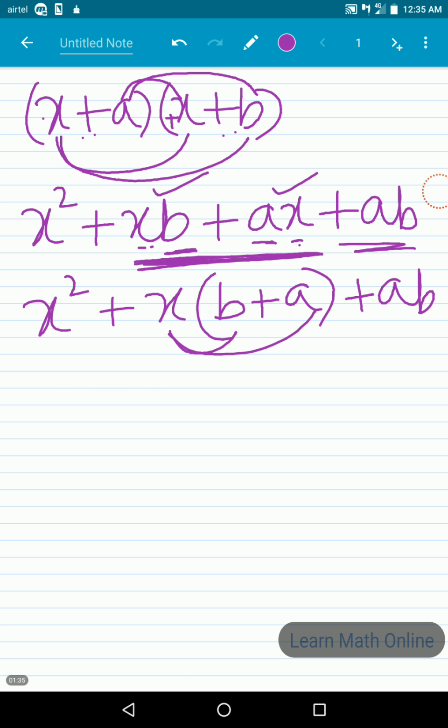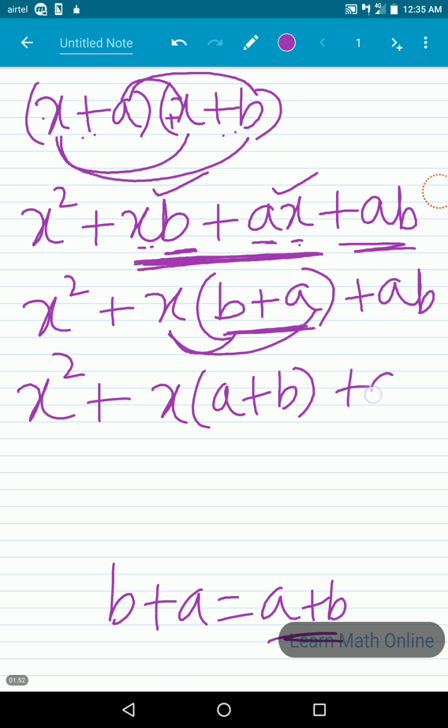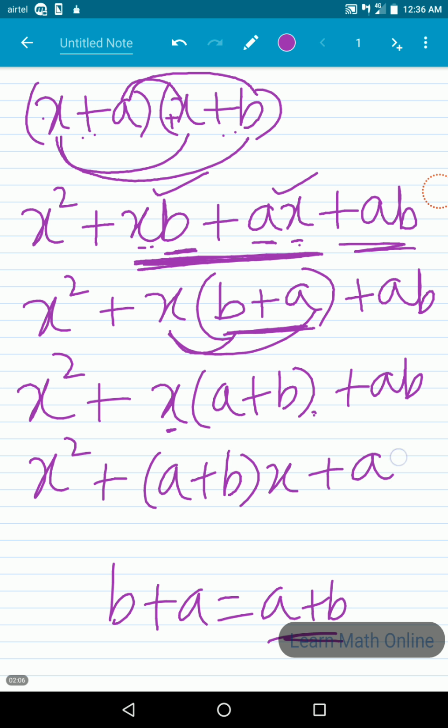Now b plus a is the same as a plus b. So in place of b plus a, let us write a plus b. So x square plus x into a plus b plus ab. Or we can write this x after a plus b also. So it will be x square plus a plus b multiplied by x plus ab. So this is our identity.